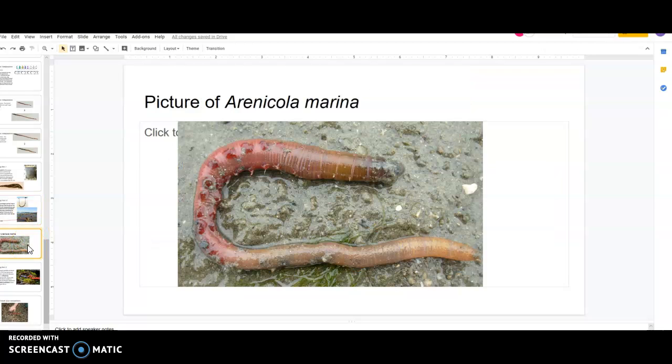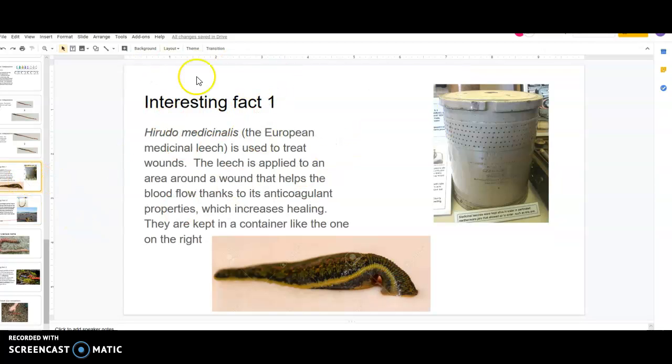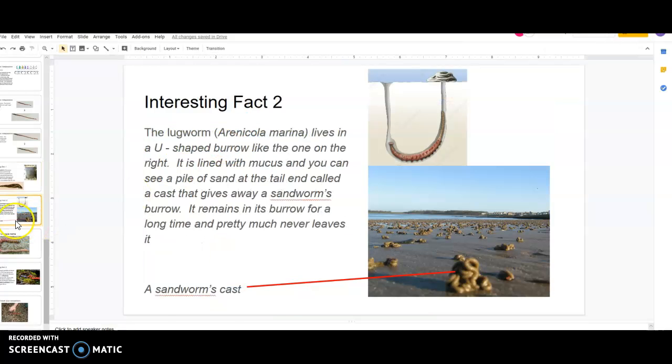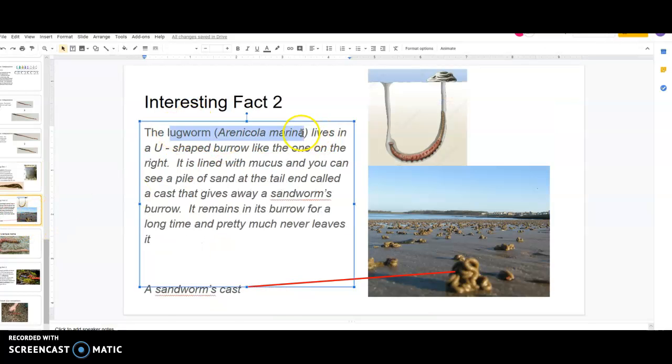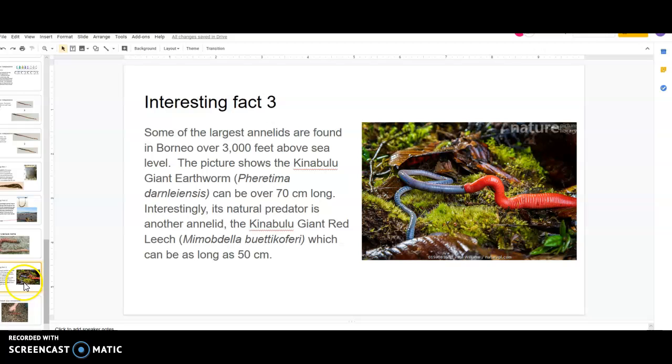Great. And then for each one, I know there's a picture of it here, but I asked you to show a picture of the animal in your interesting fact. So here's the animal. Notice I gave you its scientific name and its common name. I did that for the lugworm too, right? And then I figured I'd show you a picture of it. Here you go. Lovely. And then, okay, good interesting fact, or the biggest or the largest, right?